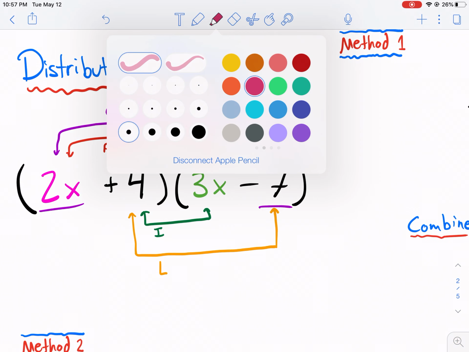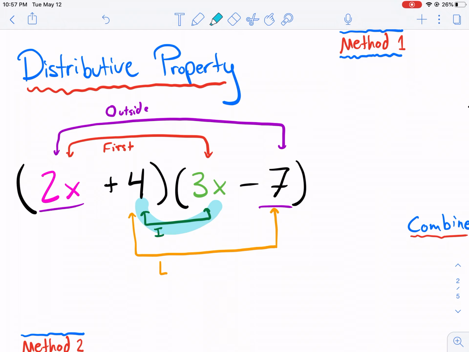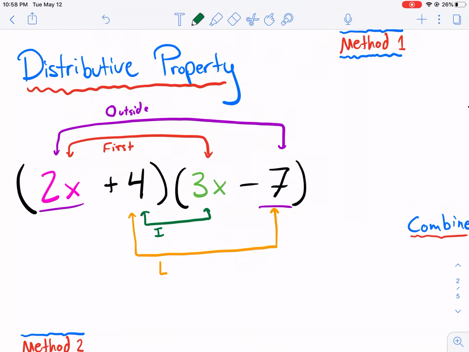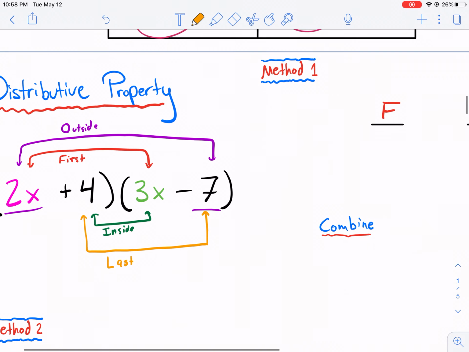Likewise, we have to do the same thing with the 4 and the 3x. We have to multiply that, and we also have to distribute the 4 times the negative 7. Now, the ones in the middle, we call them the inside terms, and then we call these ones the last. So each one has its counter. We have first and we have last. I don't know why it's spelled last with an E. We have first, last, outside, and inside. And that just gives you a little bit more clarity of what we're multiplying.